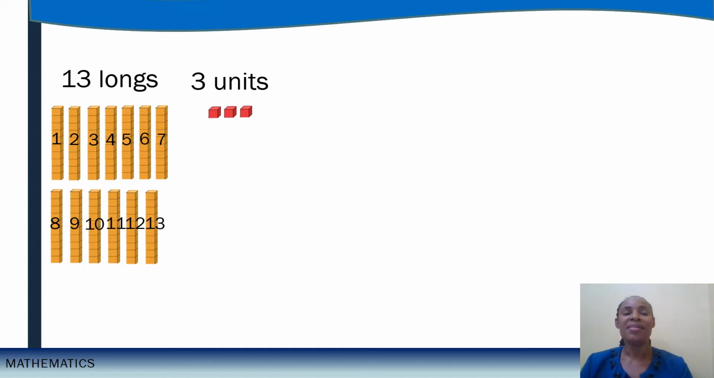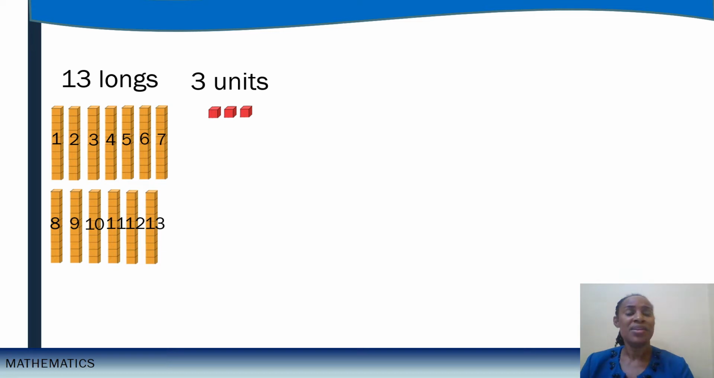Wow, let's look at 13 longs. Do you know what 13 longs represent? Yes, I agree with you. 13 longs represent 13 tens. But do you know the value of 13 tens? Okay, boys and girls. To help us identify the value of 13 tens, we will rename 13 longs. I wonder if anyone could tell me what we could rename the 13 longs as.